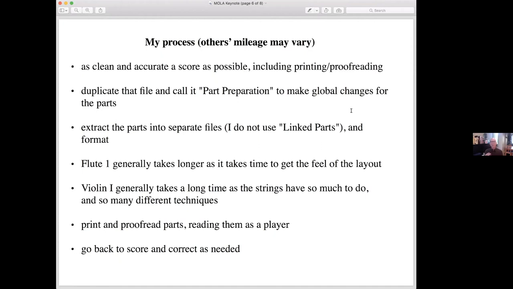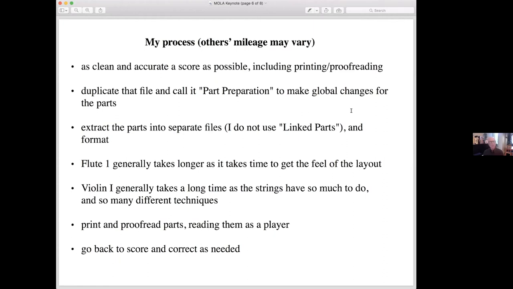And all of the mistakes that have come up along the way in my career that I now know to watch for, I watch for those in the score. What I'm finding now is that as I know those things in advance and prepare for them, they are less and less showing up as mistakes in the parts. I have less to correct in the parts.